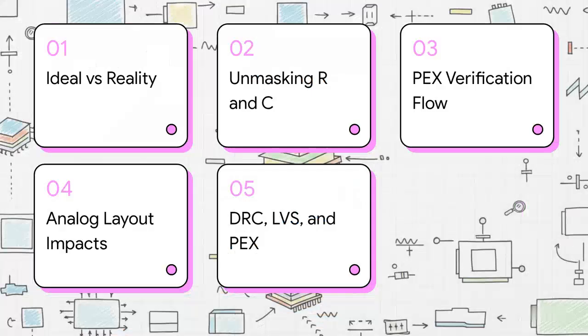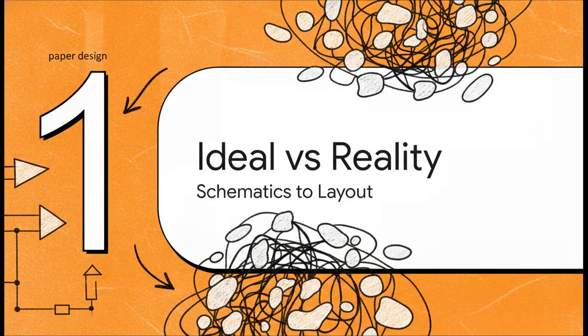Let's get into it. Here is our roadmap for today. We'll start with ideal schematics versus messy reality, move right into unmasking resistance and capacitance, walk through the PEX verification flow, dig into some crucial analog layout techniques, and finally break down DRC, LVS, and PEX so you know exactly how they compare. All right, kicking things off with Section 1, Ideal Schematics versus Messy Reality.